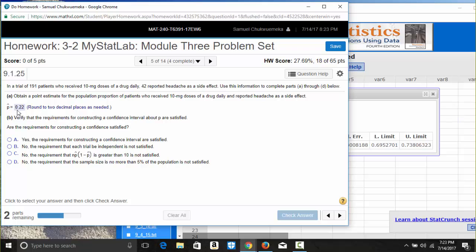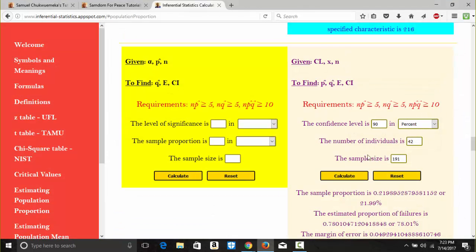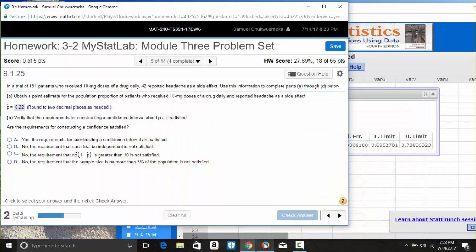So we have the sample proportion as 0.22. Q hat is 1 minus 0.22, which will give us 0.78. Right, 0.78. So let's multiply that, see whether it gives us more than 10. Sample size n is 191. So 191 times 0.22 times 0.78.